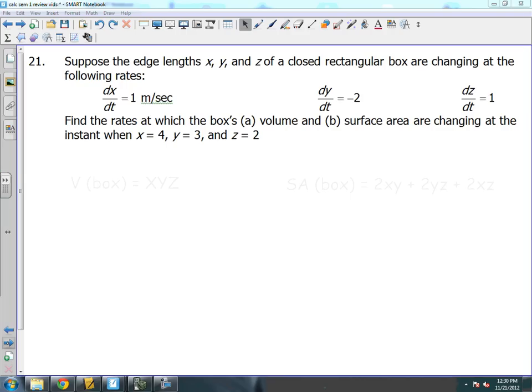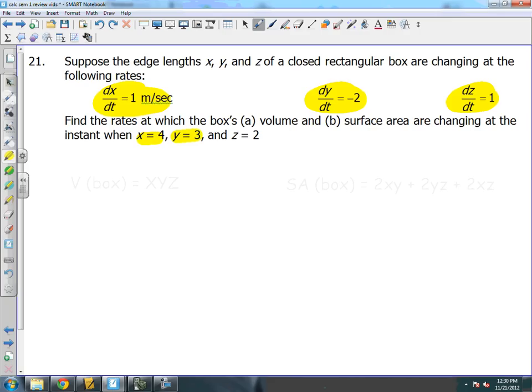And they also give us this and this and this. So these are the important parts of this problem. So then I'm going to look and I'm going to say, first thing, A, how is the volume changing? Well, if I want to find how the volume is changing, I'm going to say, what is dV/dt? What is the rate of change of the volume with respect to time?